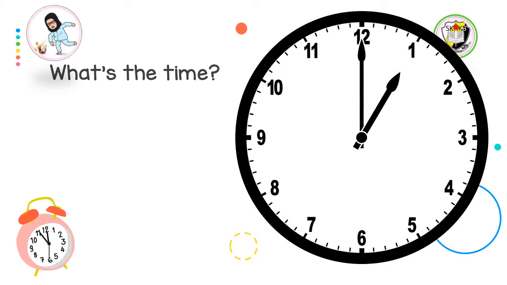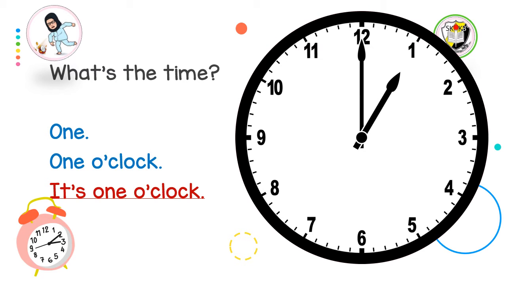Now, let's practice. I want you to repeat the sentences after me. What's the time? The short hand is on 1 and the long hand is on 12. You can answer it by saying 1 or 1 o'clock. But the complete answer is it's 1 o'clock. Repeat, it's 1 o'clock.